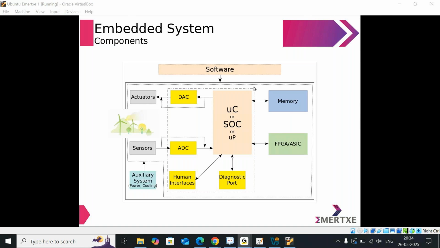Okay. So along with this hardware, we will be having the software. Software is also a component in an embedded system. So these are the different components in an embedded system. Hardware plus software is an embedded system. So that's it about the components of an embedded system. If you have any questions, you can ask.